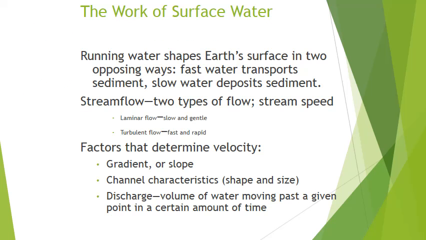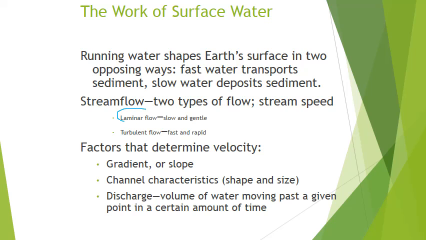Now, the surface water can do two different types of work. It can either do erosion, it can take away material, and it can also do deposition. And the nature of its erosion ability or its depositional capability really depends upon the speed of the water's flow.